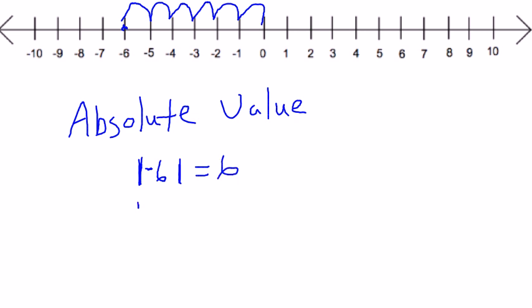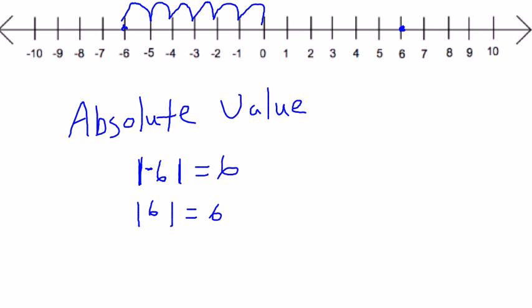What about the absolute value of positive 6? Well, as you can see, positive 6 is also 6 spaces away from 0. And once again, we don't care that it's on the positive side of the number line, right? All we care is the fact that it's 6 spaces from 0. So the absolute value of 6 would also be just 6.